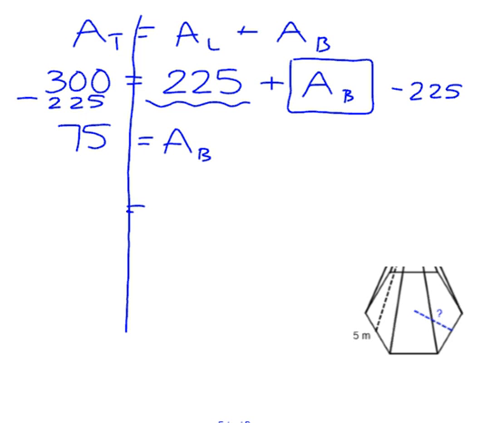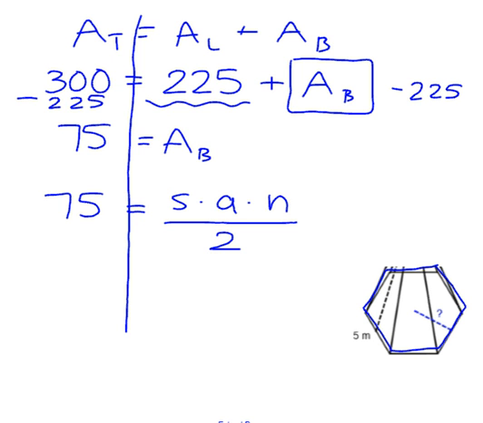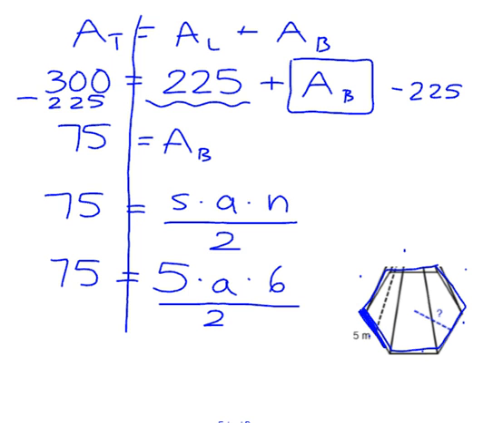Now, you know the formula for the area of the base, right? The base is a hexagon. So let's write down your formula. It was side times apothem times the number of sides divided by 2. That has to be equal to 75. What do we know in this? We know the side here is 5. And we know that we have 6 sides. So let's plug in what we know. We know the side is 5. We don't know the apothem, but we know we have 6 sides, and that's divided by 2.